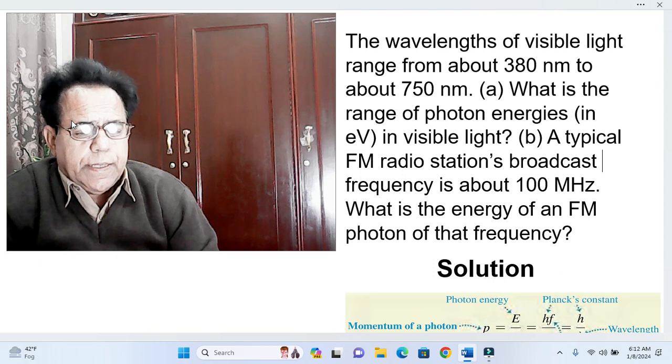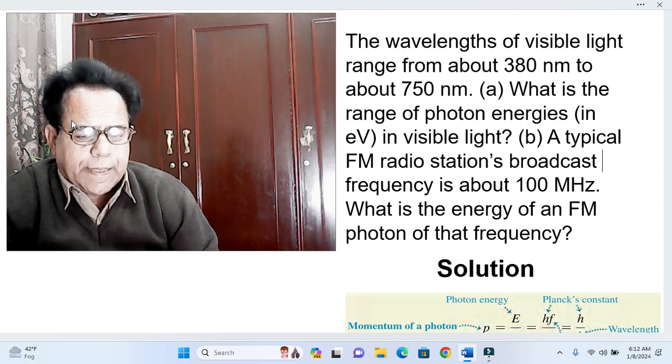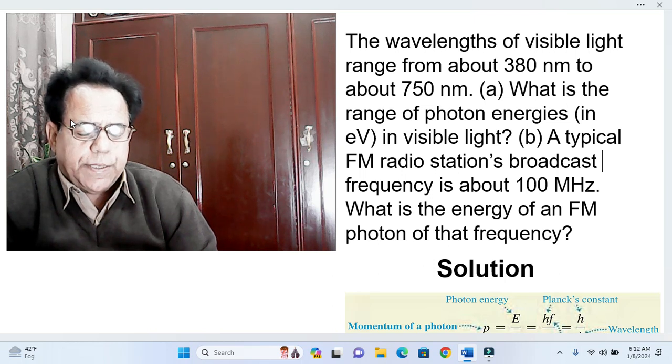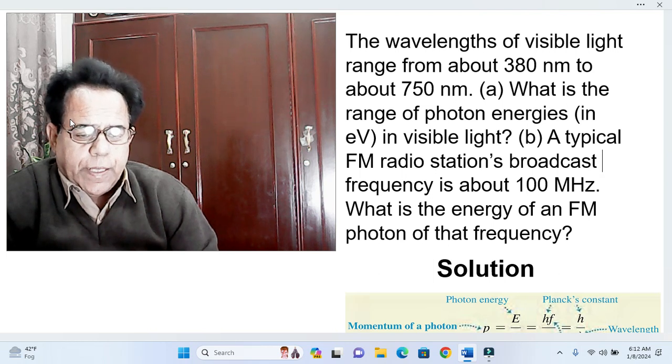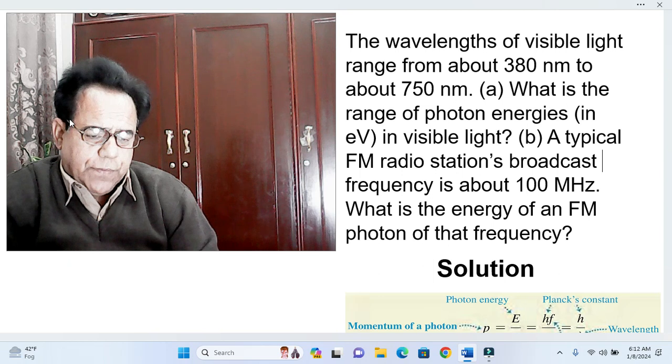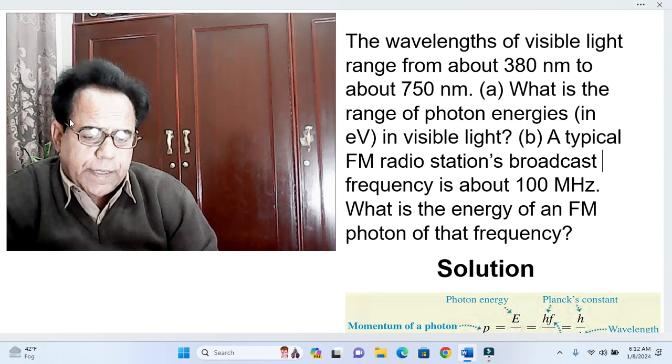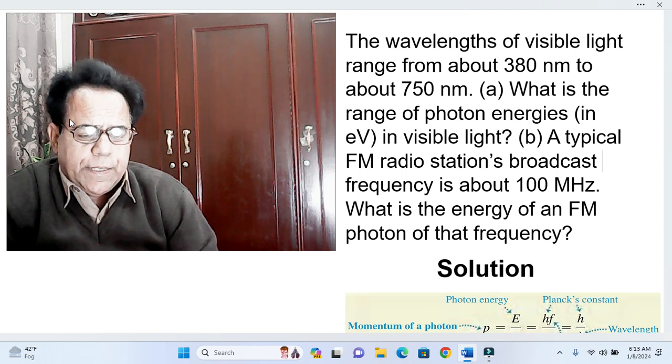The wavelength of visible light ranges from about 380 nanometer, nano standing for 10 to power minus 9, to about 750 nanometer, nano standing for 10 to power minus 9. Part A. What is the range of photon energies in electron volt in visible light?